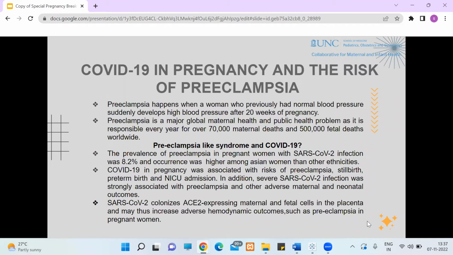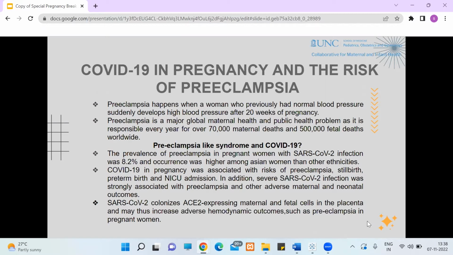So preeclampsia happens when a woman who previously had normal blood pressure suddenly develops high blood pressure after 20 weeks of pregnancy. And it is also a major global public health and maternal health problem, and is responsible every year for over 70,000 maternal deaths and 500,000 fetal deaths worldwide. And in the US, it is a leading cause of maternal death and severe maternal mortality.